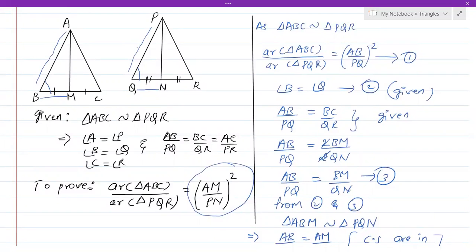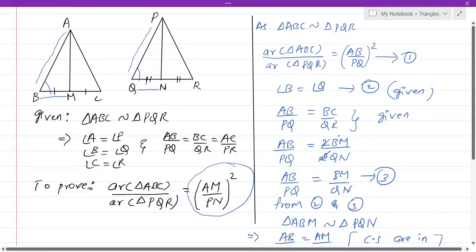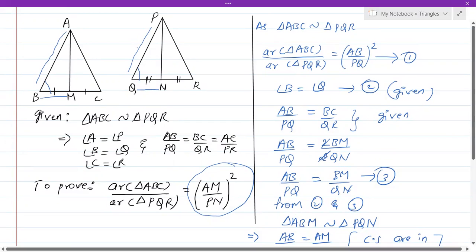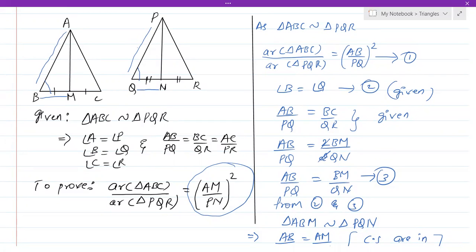I once again repeat, the ratio of areas of two similar triangles is actually equal to the ratio of squares of the corresponding sides, or squares of the corresponding altitudes, or squares of the corresponding medians. Okay, these are the 3 important results. Let's continue with the next problem.